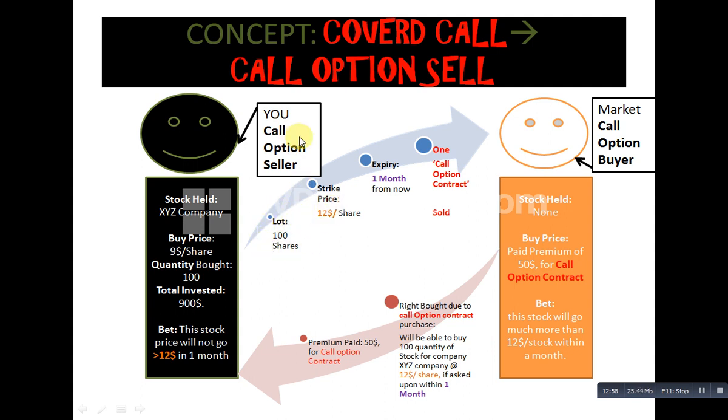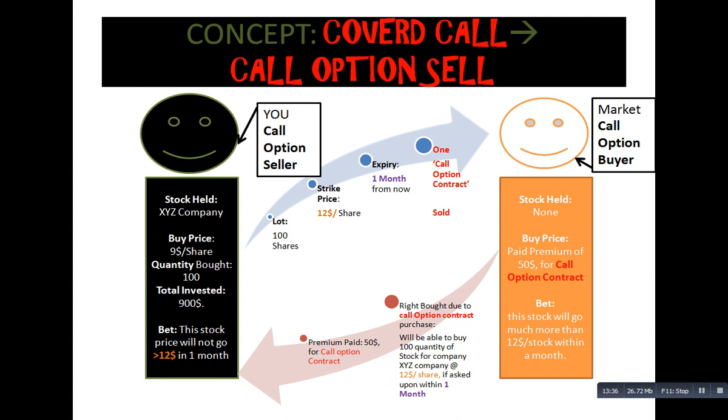Now, what you will do is for these 100 shares, you will sell something called a call option contract. This contract will mention that you are willing to offer, by virtue of the call option contract which you're selling, 100 shares at a $12 share price within 1 month if somebody asks to buy it. Now this is the contract which you are going to sell.